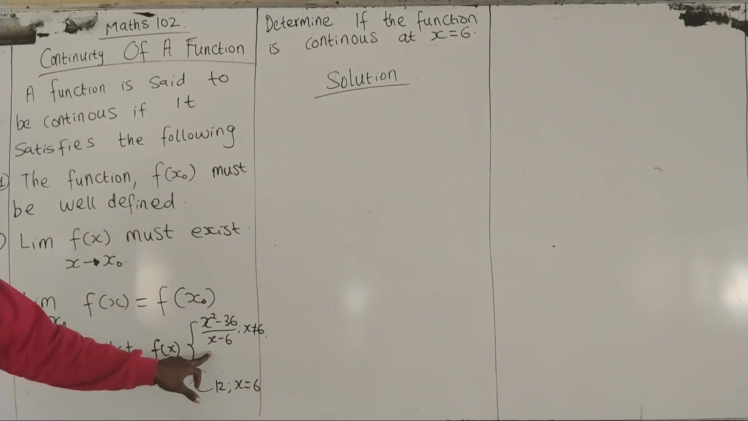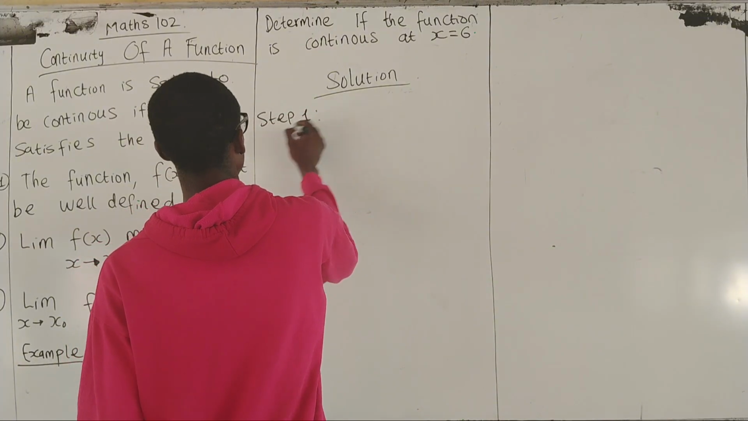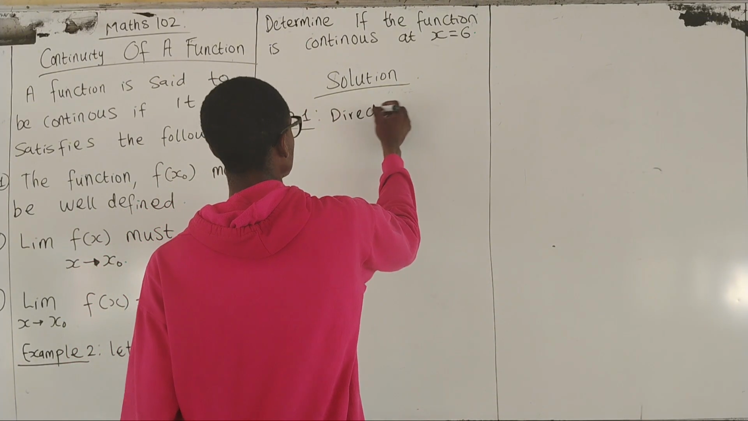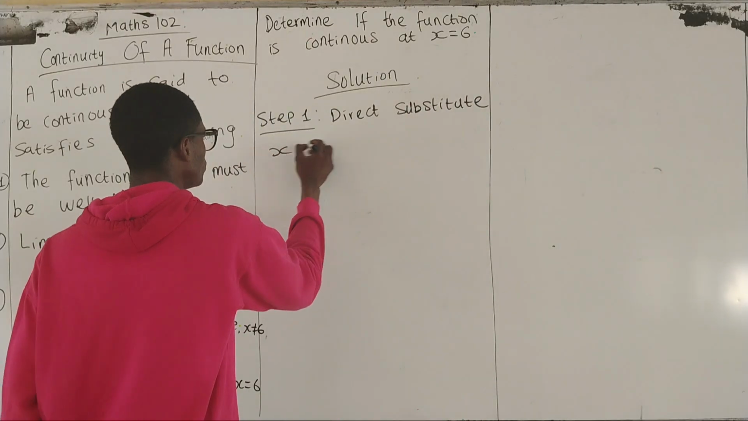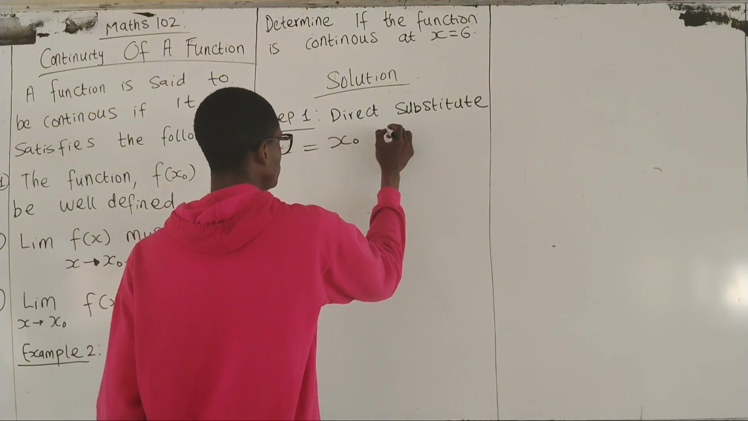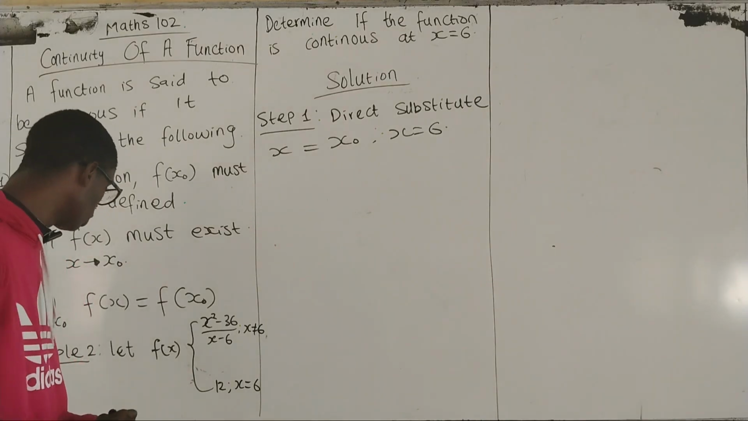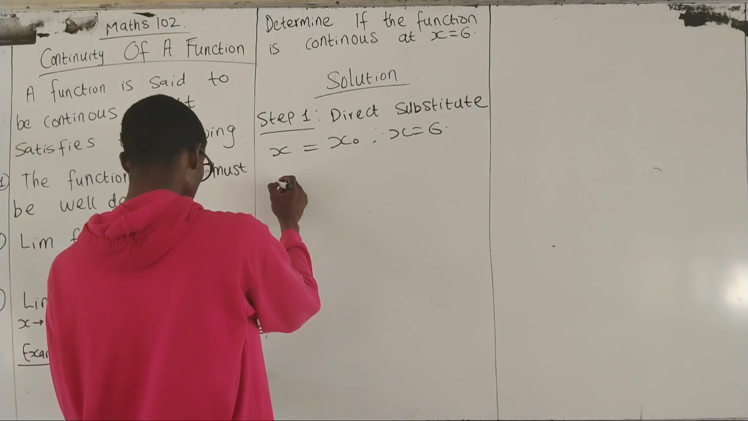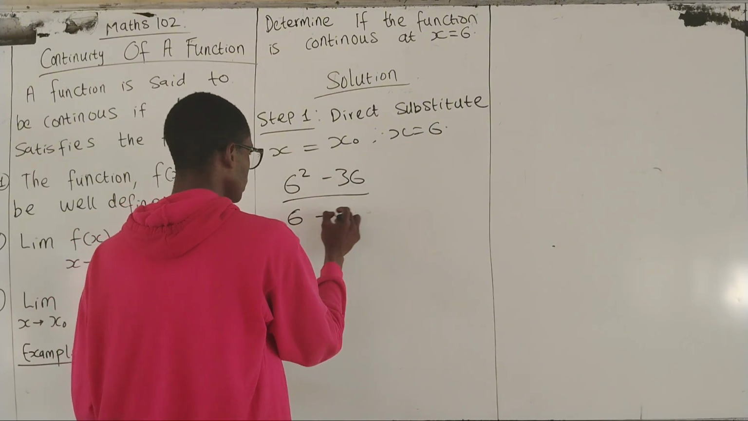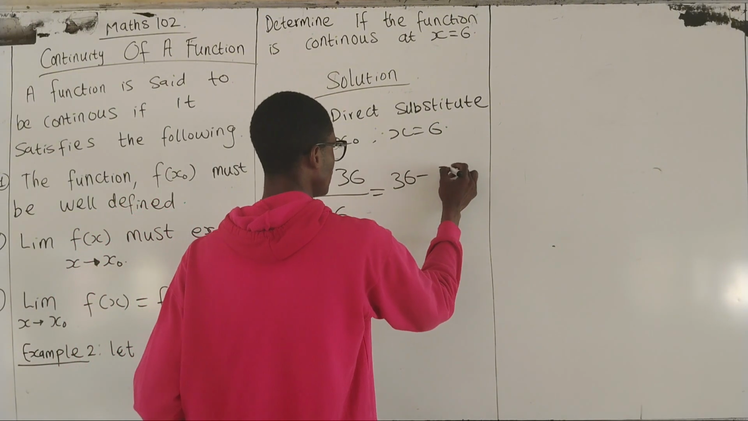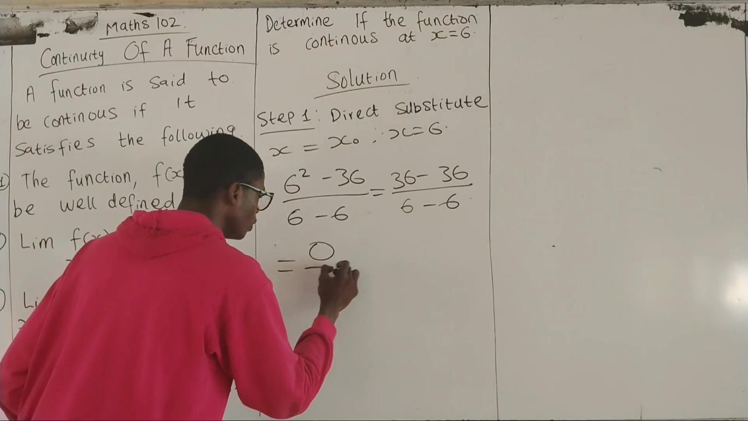So if we put 6 here, let's say step one, we directly substitute x equals x naught, which is x equals 6. What will we have? We will have 6 squared minus 36 all over 6 minus 6, which will give you 6 squared minus 36, which is 36 minus 36, and 6 minus 6, and you will get 0 over 0, which is what?